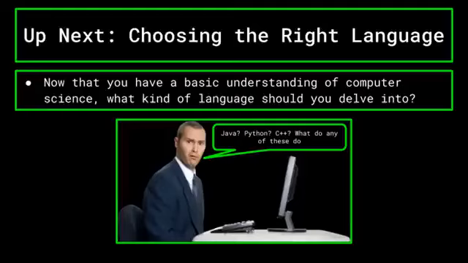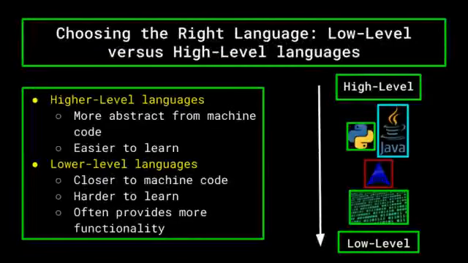So that's what we are going to be talking about now, choosing the best language for what you want to accomplish. Now, we talked earlier about low-level versus high-level programming languages. In case you forgot, let's do a quick refresher. Higher-level programming languages have a higher level of abstraction from machine language, that series of zeros and ones from way back when, while lower-level programming languages have a low level of abstraction from machine language.